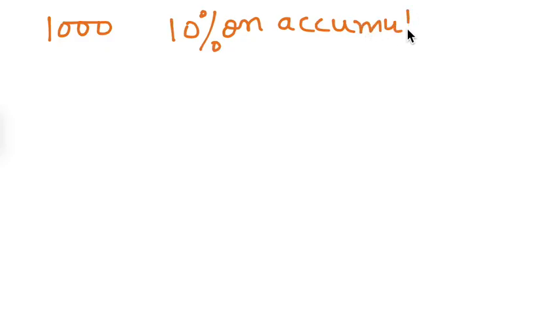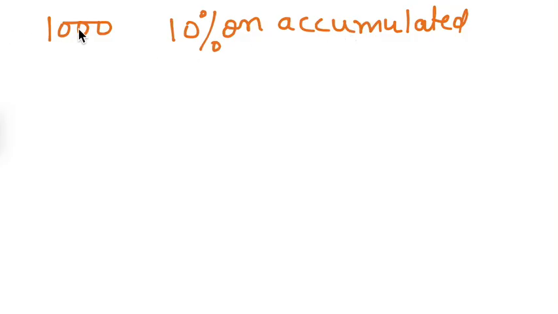Suppose you have $1,000 in your bank account and the bank agrees to give you 10%, mind every word, 10% on accumulated amount. That means it is not fixed. Every month, 10% per month is very high, but that's okay. It's not possible in real life, let's just try to understand the concept behind it. So 10% on accumulated amount.